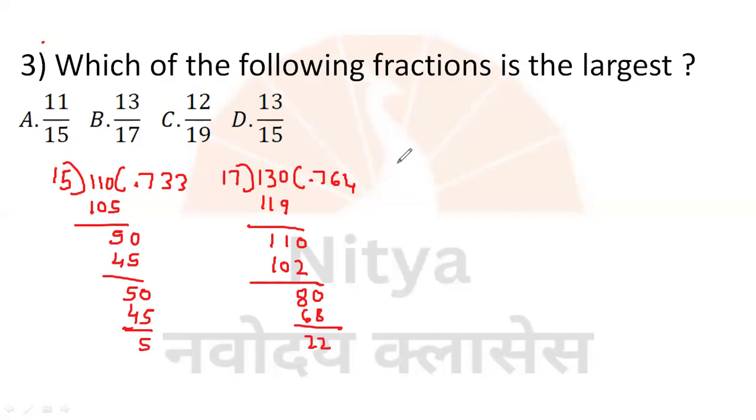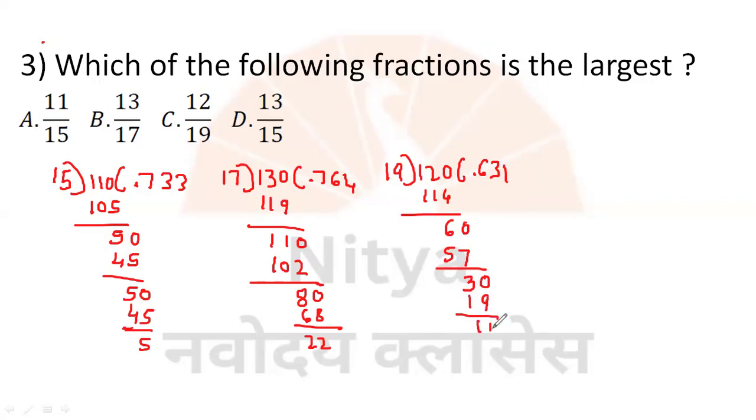Okay, next check. Divide 12 by 19. So 12 is smaller than 19. So you have to take a point and 0. 19 6s are 114. 120 minus 114 is 6. Again take a 0, and 19 3s are 57. 60 minus 57 is 3. Again take a 0, and 19 ones are 19. Okay. And the remainder is 11. Again check that, 13 by 15.